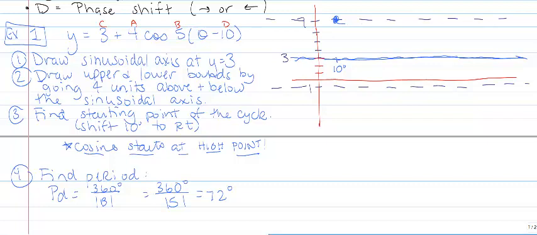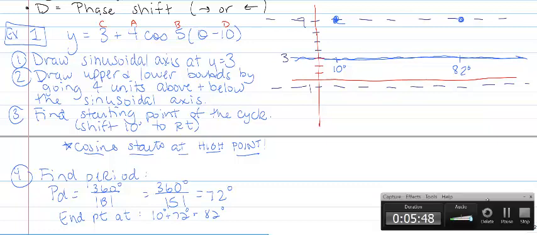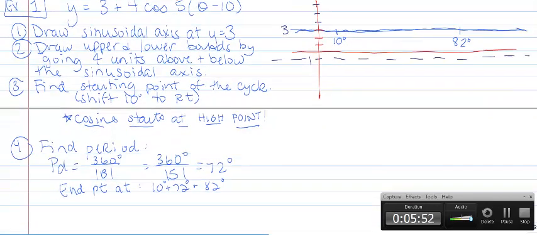Well, 72 plus 10 is obviously 82 degrees. Okay, so go ahead, you know that that's going to be the endpoint, and then I'll write that again. Endpoint at 10 plus 72, all degrees, which is 82 degrees. All right. From here, we need to figure out what is going on in between.